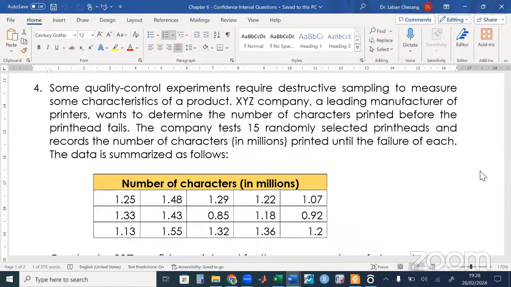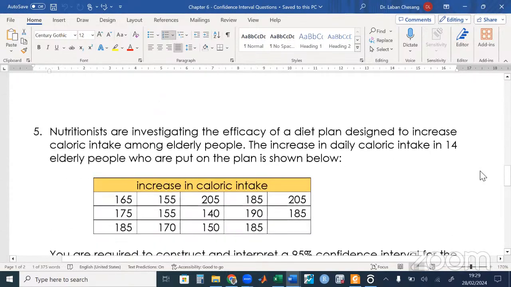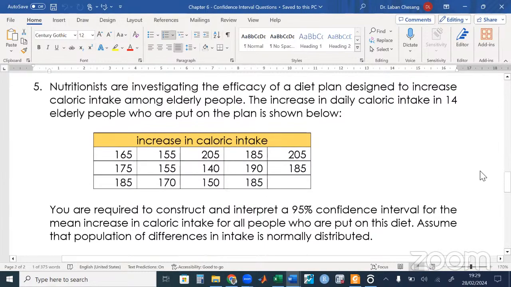A company which leads in manufacturers of printers wants to determine the number of characters printed before the printer's print aid fails. The company tests 15 randomly selected print aids and records the number of characters in millions printed until the failure of each sample. So sometimes it is loss making. It is not prudent to collect so many samples exceeding 30 in situations like this. So you just want to pick a few cases for good reason. So I'm justifying the question, as someone may ask why they can't just increase the sample to 30. Maybe this will be safer for the organization, to do what is called destructive sampling.